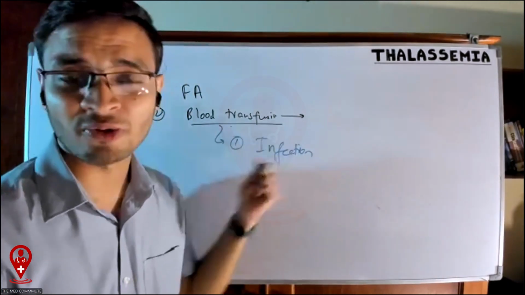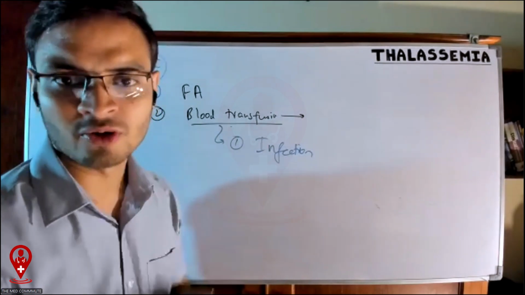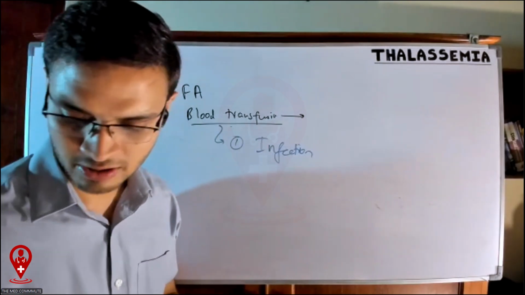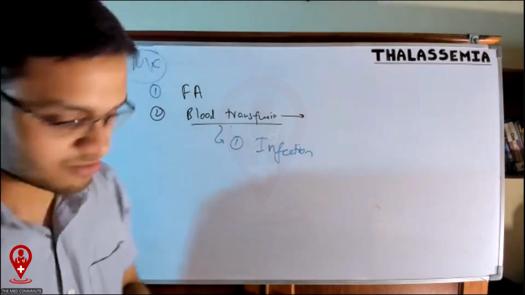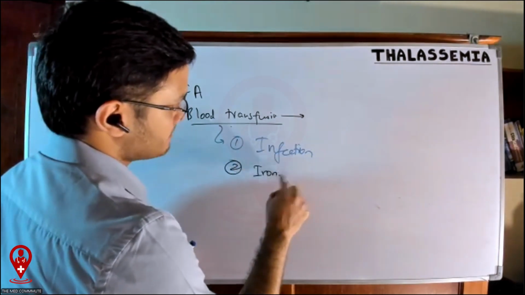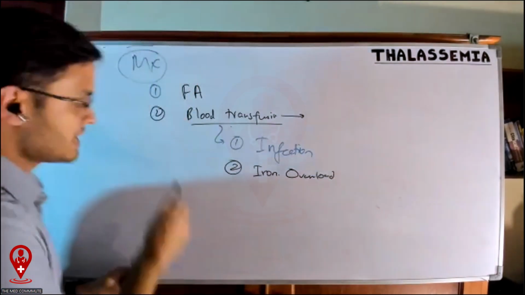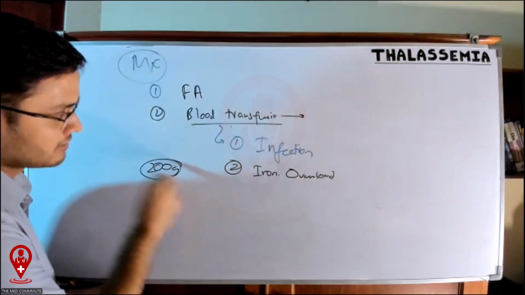There are multiple cases of children being infected due to transfusions. Next thing, what you said was correct: iron overload. Why? In one pack of RBCs that we are going to give the child, there is about 200 grams of iron.